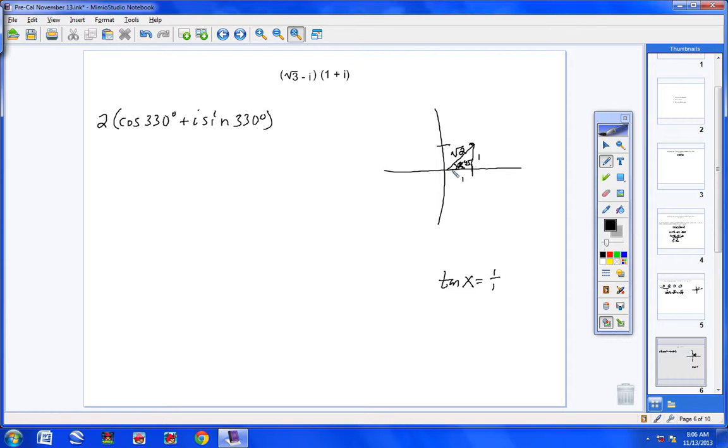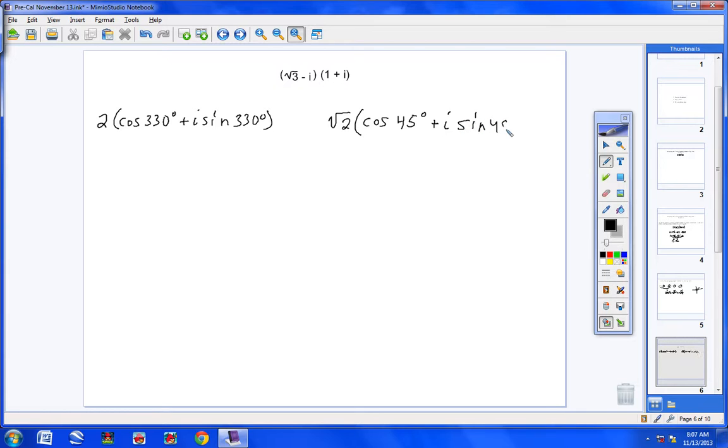Now if I start here on the x-axis and rotate to the hypotenuse, I get 45 degrees. So it looks like to me, if I were to write this number in trig form, the hypotenuse is square root of 2, and then over here I'm going to have the cosine of 45 degrees plus I sine of 45 degrees. And then we go ahead and do our multiplication.